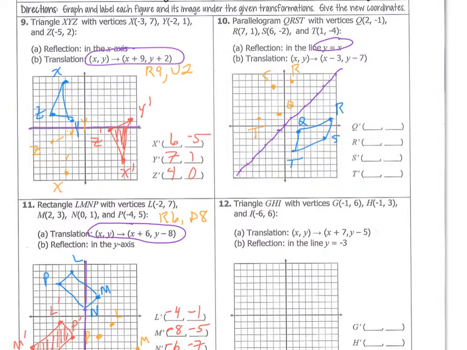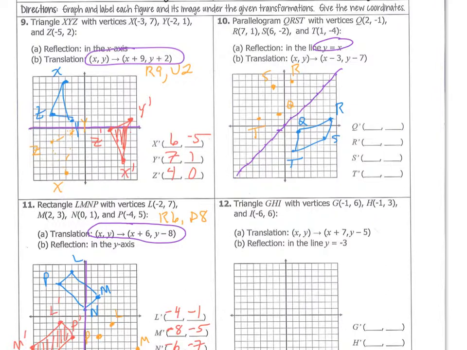What would you do if it were y equals negative x? How would you plot that reflection? Switch the x and y and switch the sign. So you have to do both. When it's y equals negative x, you have to switch the x and y and switch the sign. Here we're not switching the sign, we're just switching the x and the y.